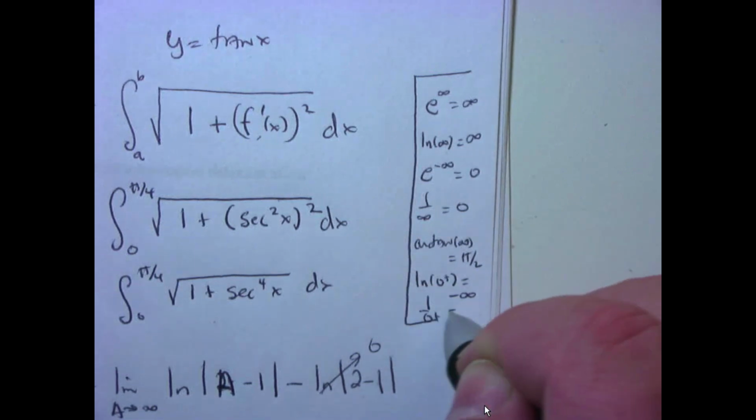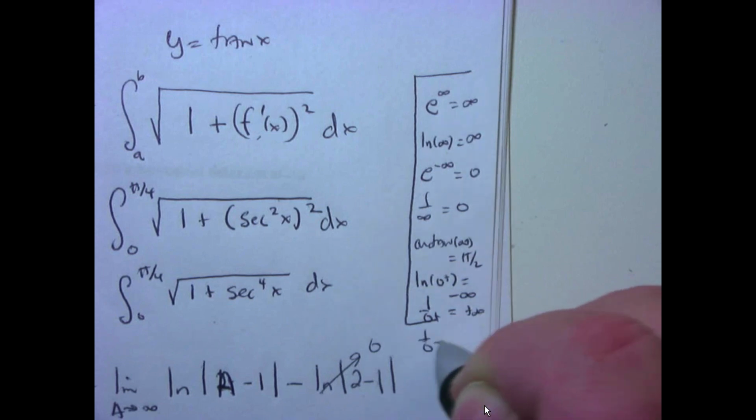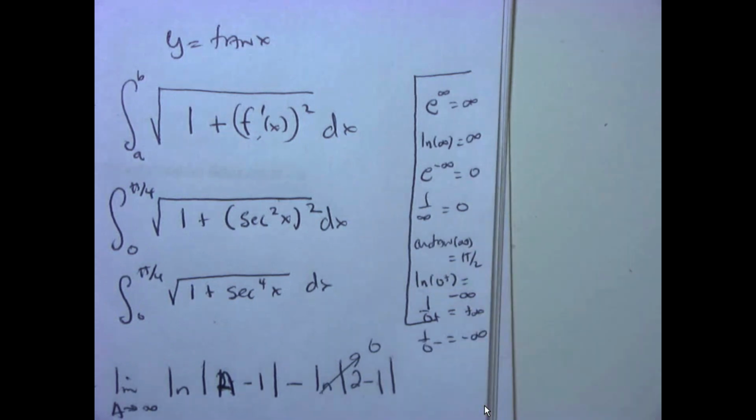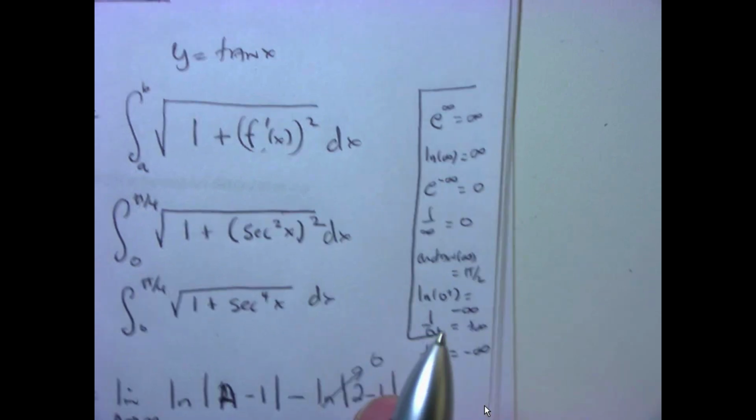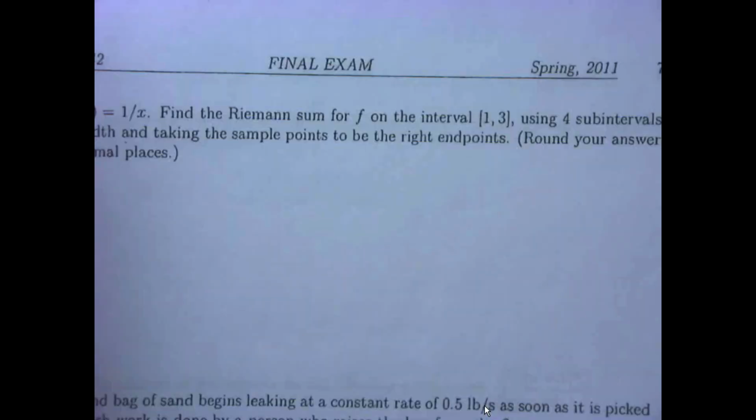And 1 over 0 from the plus side is positive infinity. 1 over 0 from the left side is negative infinity. Things we know from Calc 1. Go back, make sure you review that. All right, moving on.